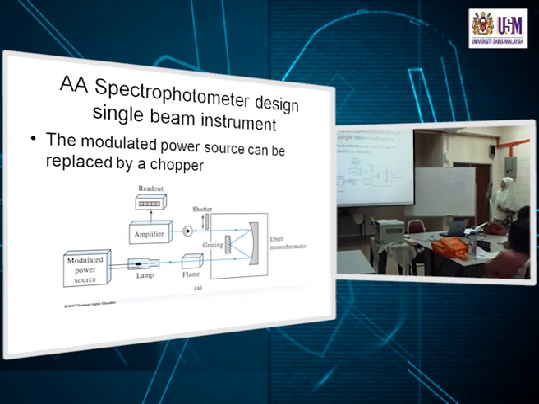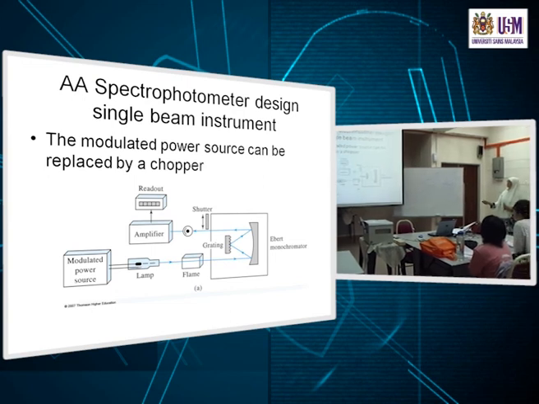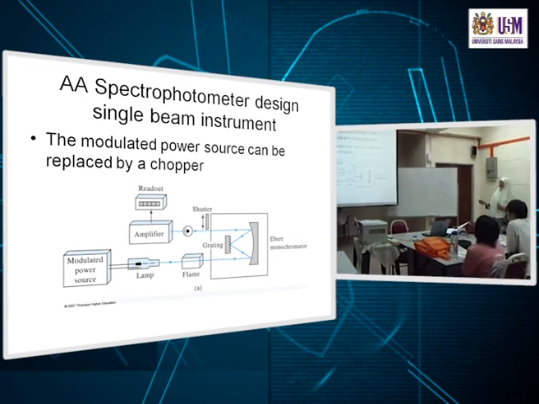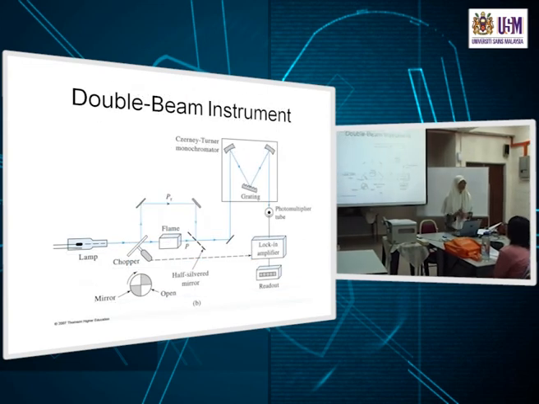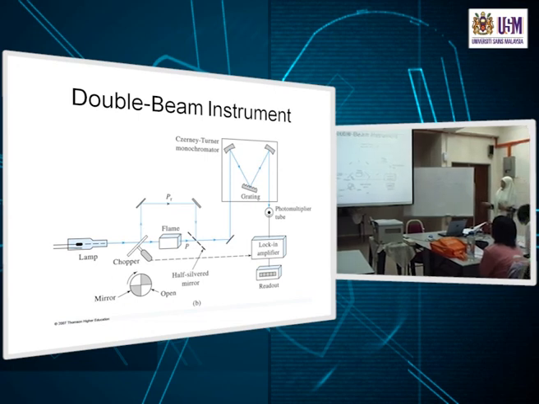This is an example of two kinds of configuration for a spectrometer. If you talk about a spectrometer, you have all the elements. Single beam means the light comes from your lamp, goes through your sample, and goes to the detector. Then you have the double beam.